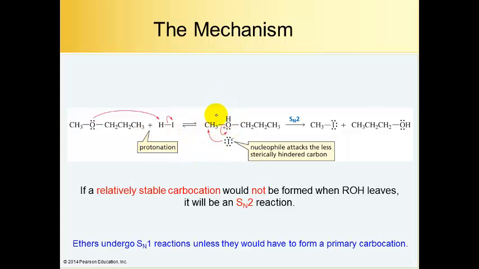Then we have this protonated ether, which is actually an alcohol leaving group, and in an SN2 mechanism, because this is primary, so there's a lot of room. The I- does backside attack and kicks out our alcohol. This is an SN2 reaction, so we end up with our alkyl halide here and our alcohol. It turns out the ethers undergo SN1 reactions unless they form a primary or methyl carbocation.